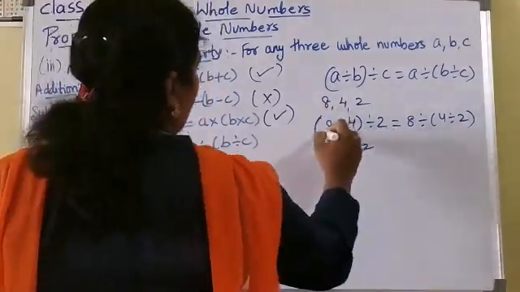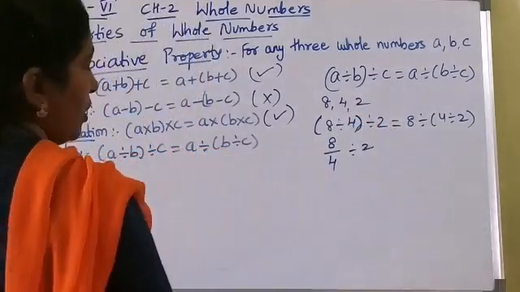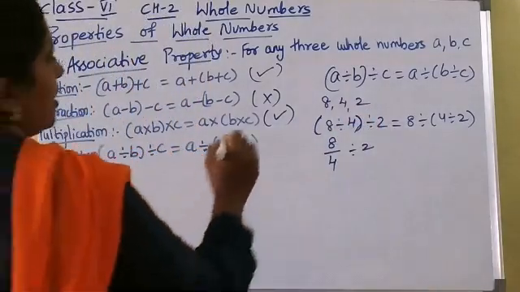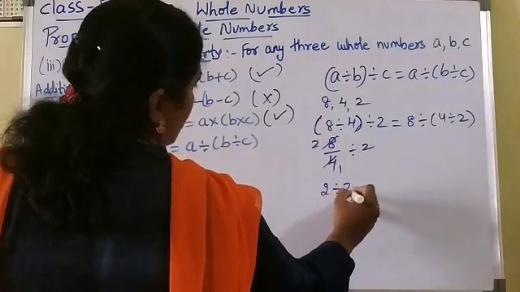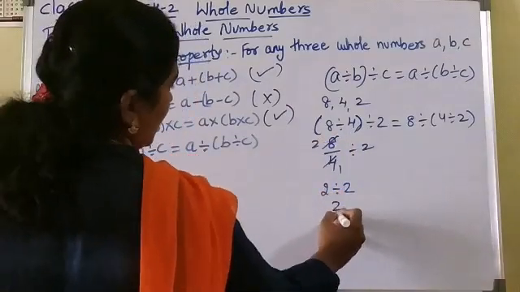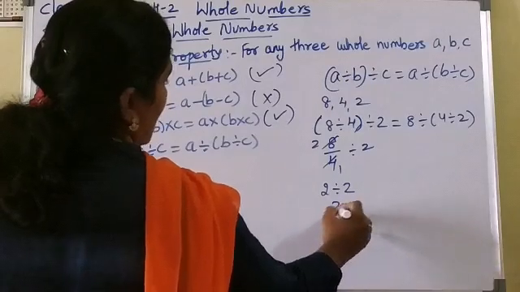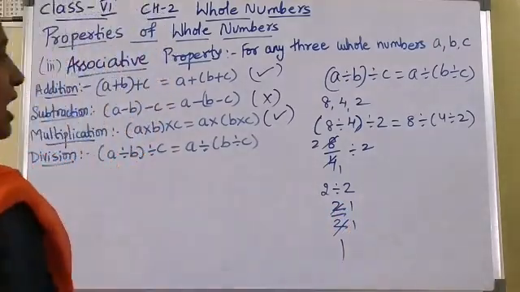First I will do according to BODMAS rule. First we have to do calculations in the bracket. So 4 ones are 4, 4 twos are 8. So 2 divided by 2 you got. 2 divided by 2, how do you write? 2 by 2. 2 ones are 2. So you will get 1 as the answer.